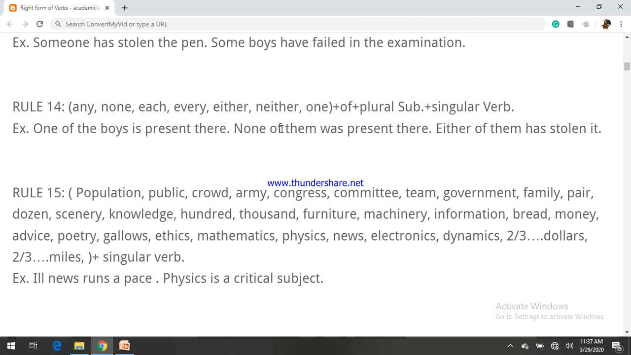In the second sentence, none of, that's why there is was. And in the next sentence, either of, that's why has.